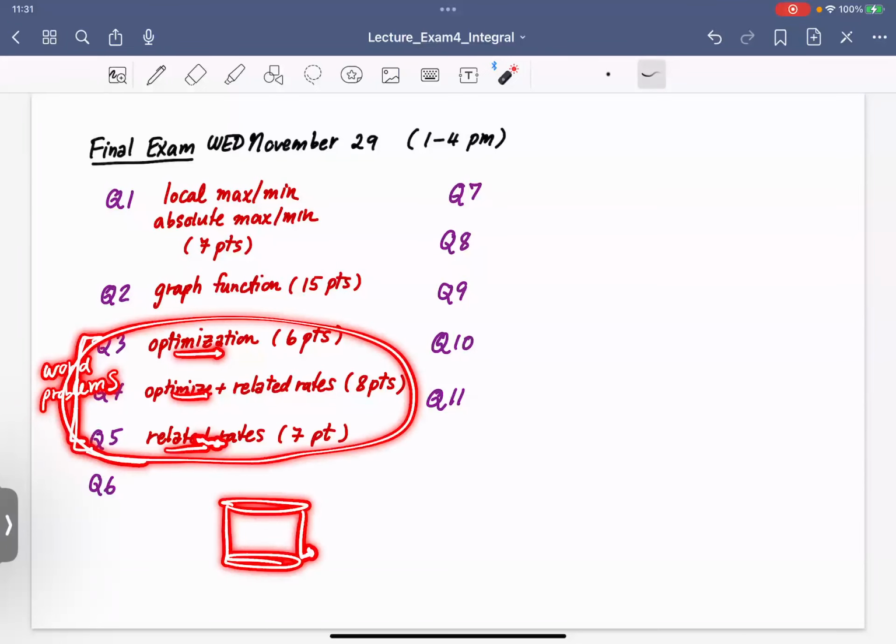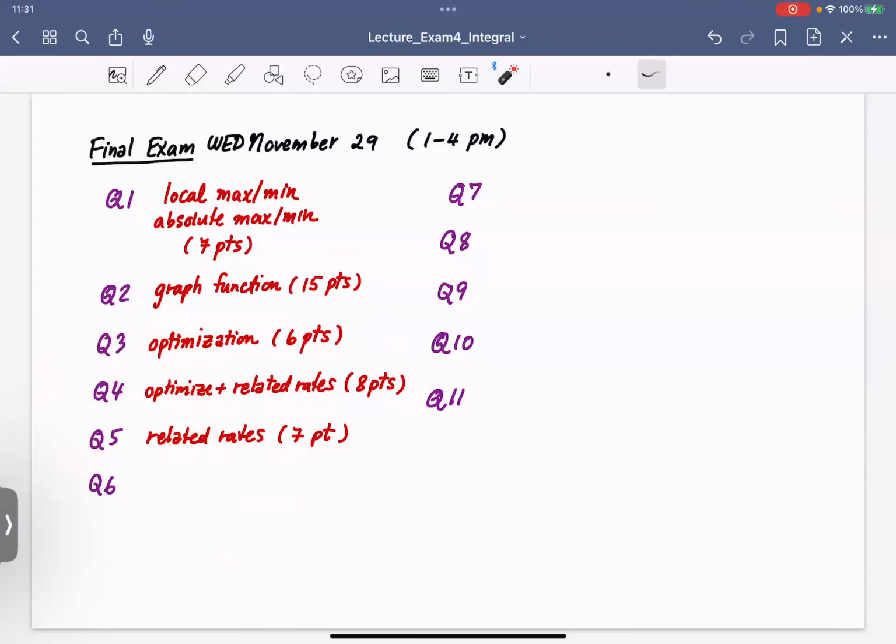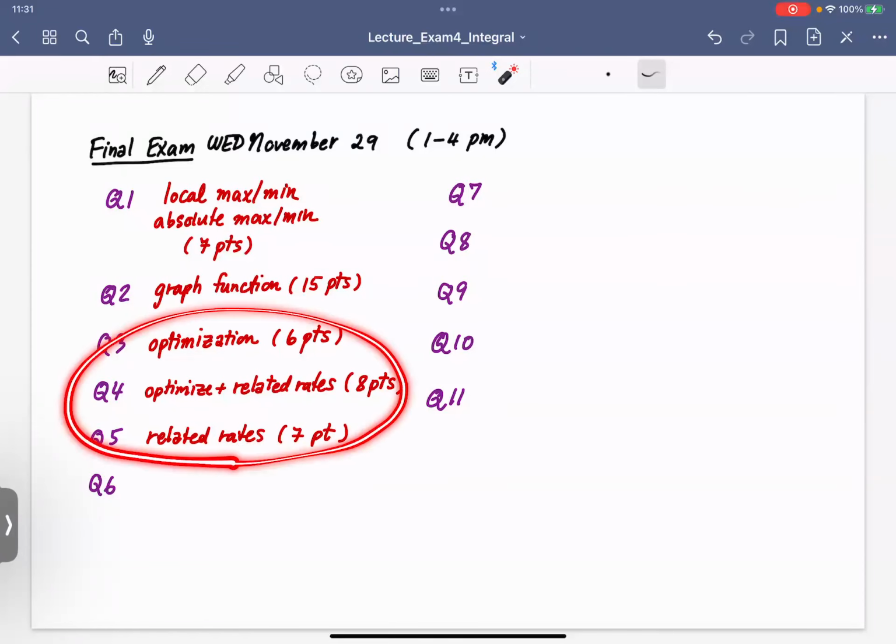So optimization and related rates here, but for related rates the thing is gonna be different because you're gonna differentiate with respect to time, and then you're trying to solve for something after you differentiate with respect to time. Sometimes you have to use similar triangles, sometimes the Pythagorean theorem, and sometimes you have to use a trigonometric function. This is all word problems.